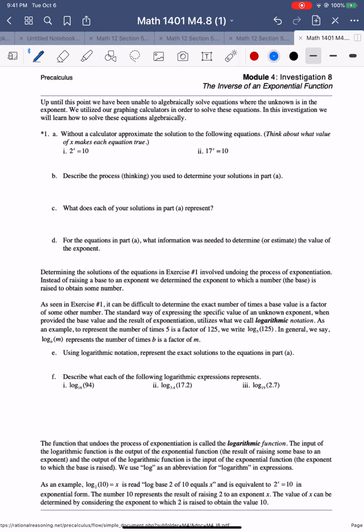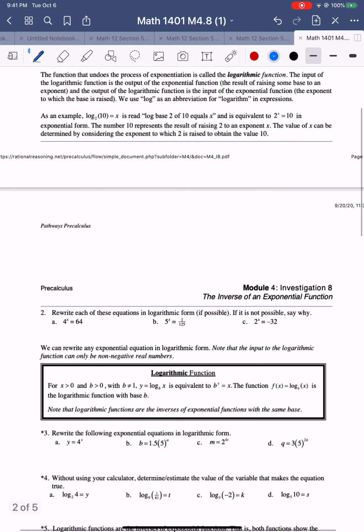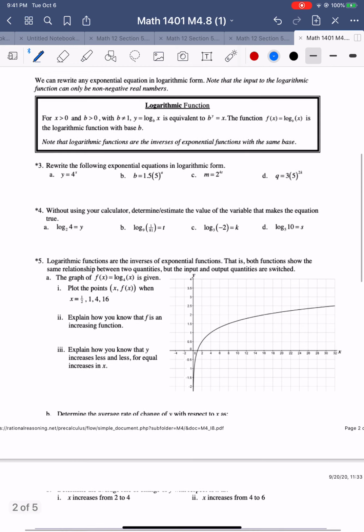This is module 4, investigation 8, talking about the inverse of exponential functions. Okay, so we talked about inverse functions already, right? Inverse function means two functions are inverses, which means x and y have been interchanged with each other. Okay, so let's go to the logarithmic functions.